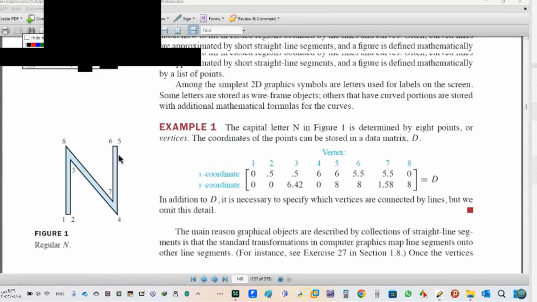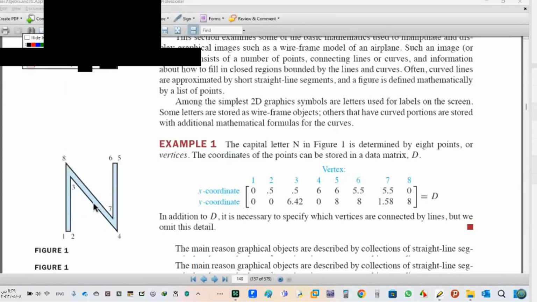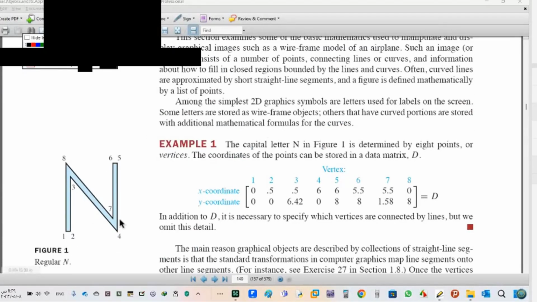Where can I apply matrix? For example, the capital N here in the figure is determined by 8 points. We can divide any letter into points, and after that you can make x and y, and you can express this as a matrix. So this is for you, as a computer engineer, where I can use this matrix. For example, we have this letter as the letter N.